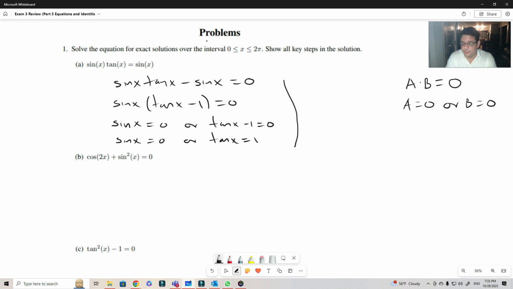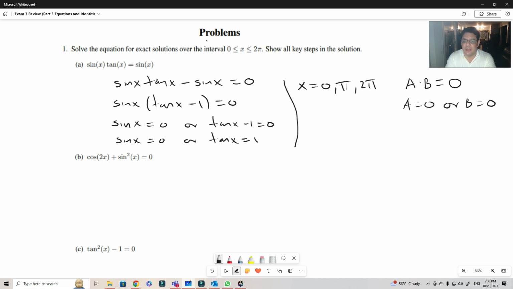Now the individual solutions of this in the interval 0 to 2 pi are going to vary. So for example, sine of x is 0 where x is equal to 0, pi, and 2 pi. And of course, we remember this from our special angles, similar to the information that we get from tangent.